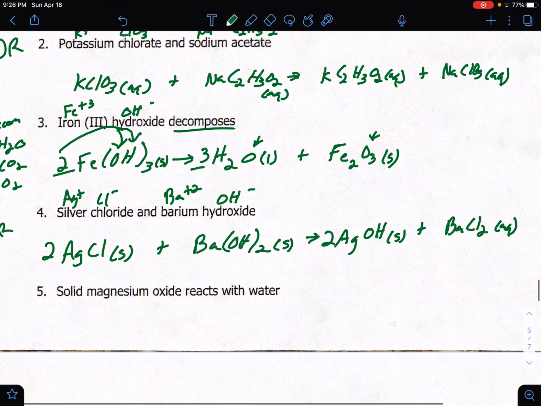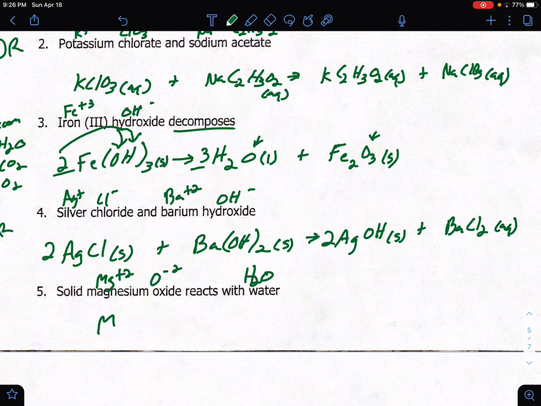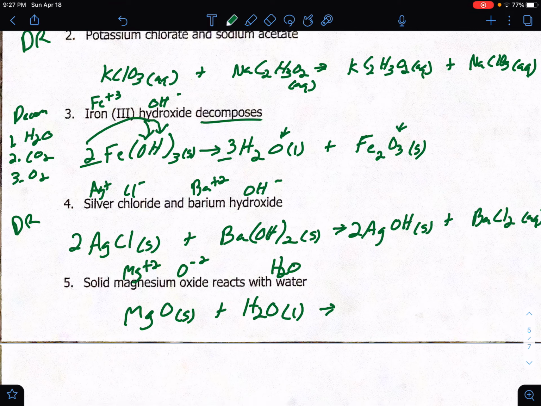Okay, solid magnesium oxide reacts with water. So Mg is +2, oxygen is O with a -2. Reacts with water, that's just H2O. So this is going to be MgO, because they're already balanced, and this is a solid. Reacts with water, H2O, and this is a liquid. Okay, so this is where you look: I technically have 2 pairs, but double replacement wouldn't really do me any good here because all I would be doing is switching oxygens. So you'd just be in the exact same spot you started off in. So this is actually going to be a synthesis.